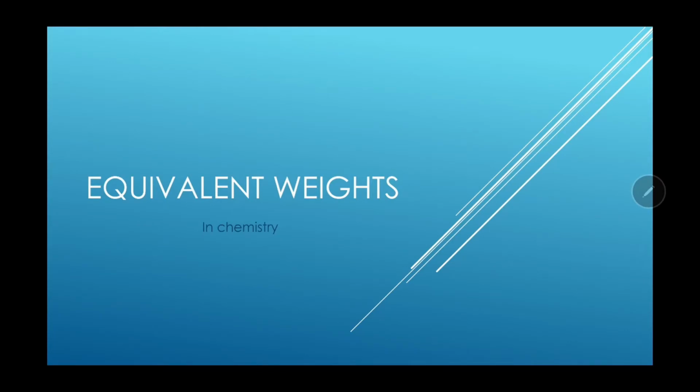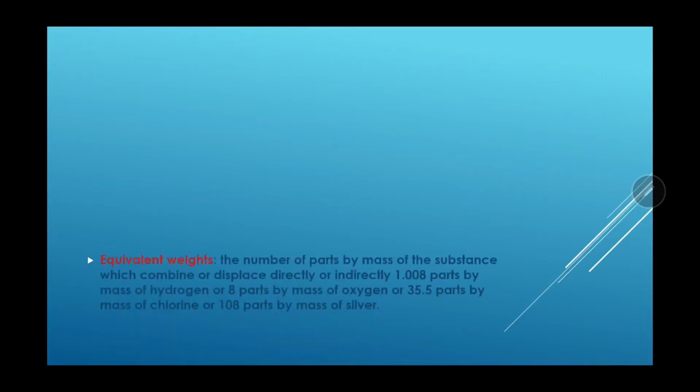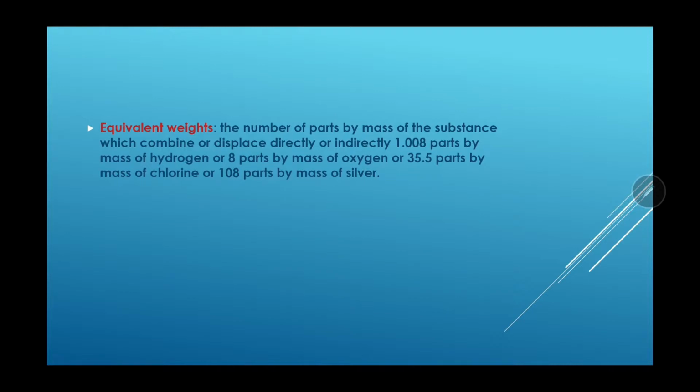So what do we mean by equivalent weights in chemistry? Equivalent weights are the number of parts by mass of the substance which combine or displace directly or indirectly 1.008 parts by mass of hydrogen, or 8 parts by mass of oxygen, or 35.5 parts by mass of chlorine, or 108 parts by mass of silver. So this is just the definition, and you may do well by just writing it down in your notes.